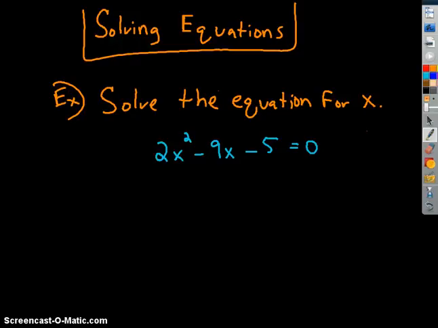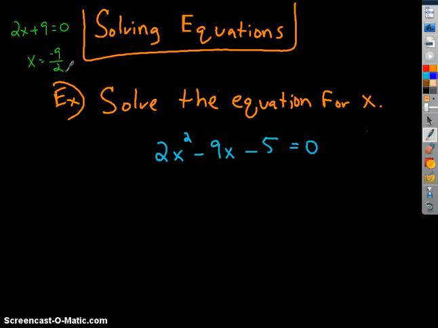Solving equations. All right. First of all, you know a little bit about solving equations. For example, you know how to solve equations that look like this: 2x plus 9 equals 0. Your goal is to isolate x. So you subtract 9 and divide by 2. And you probably find that x has to be negative 9 over 2. So you know how to solve equations.